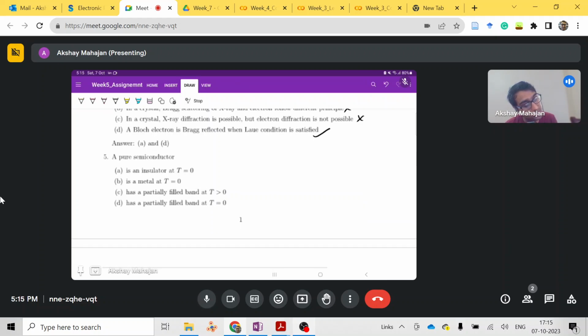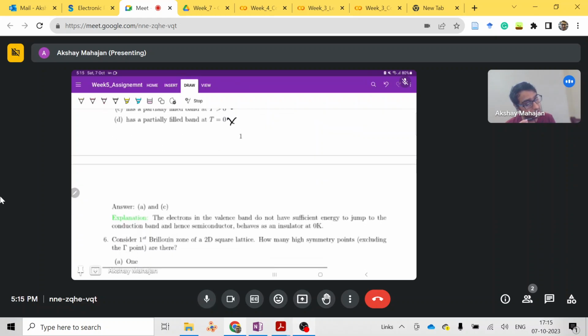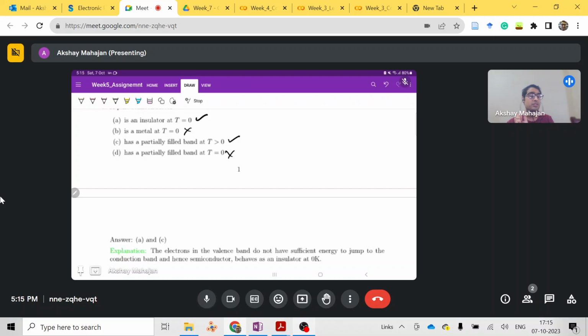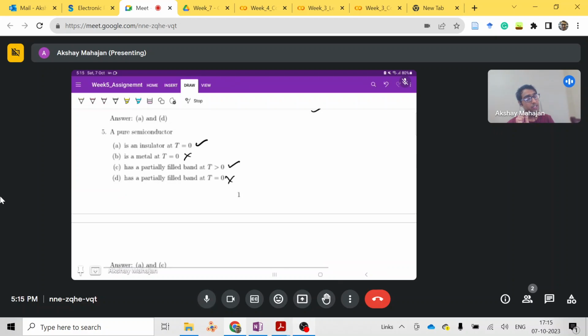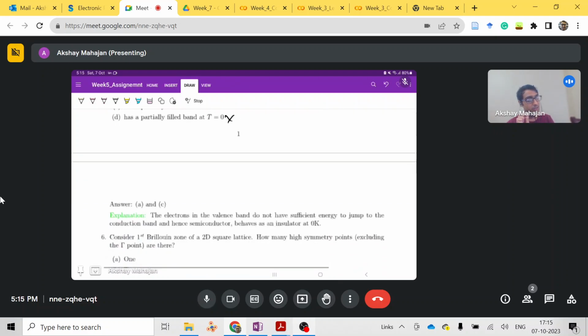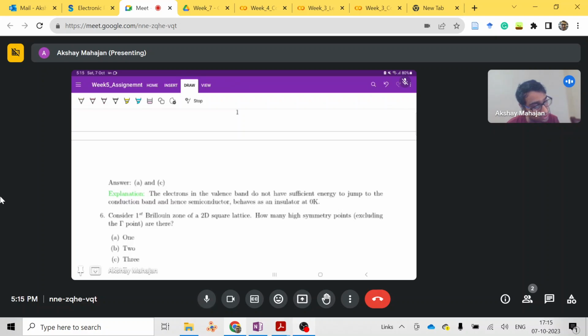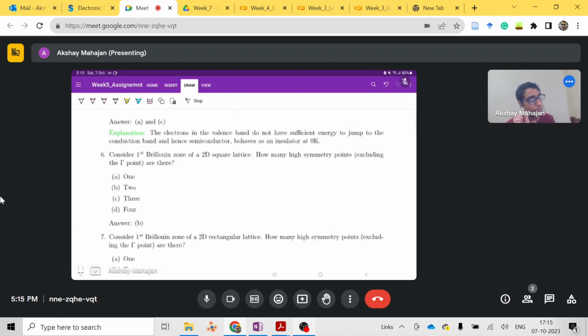Okay, now for a pure semiconductor, it will be an insulator at T equals 0. It's not a metal at T equals 0. It has a partially filled band at T greater than 0. So it's options A and C, because if you increase the temperature, if the band gap is small, then some electrons will go from the lower bands to the upper bands for T greater than 0, and then you will have partially filled bands. Electrons in the valence band do not have sufficient energy to jump to the conduction band, and hence the semiconductor acts as an insulator at T equals 0, while for T greater than 0 they have the energy and can move on to the next band, and you will have a partially filled band.